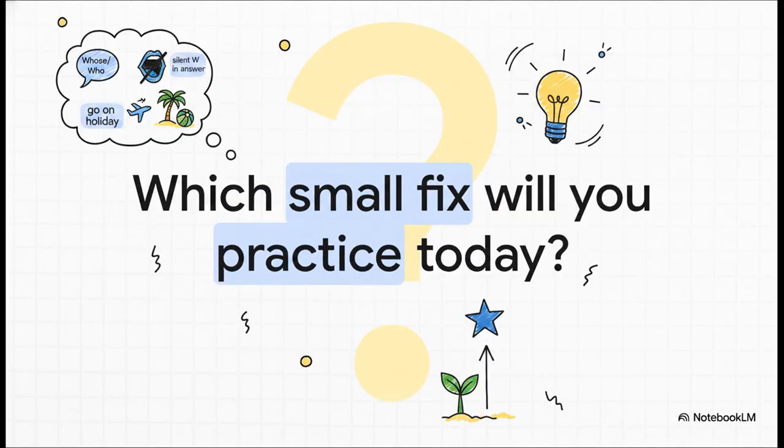So I want to leave you with a question to chew on. Think about everything we've explored today, from swapping who for whose, to ditching that silent W in answer, to grabbing whole chunks of words like go on holiday. Which small fix are you going to deliberately practice today in your next English conversation? Pick just one, give it a try, and watch your confidence skyrocket.